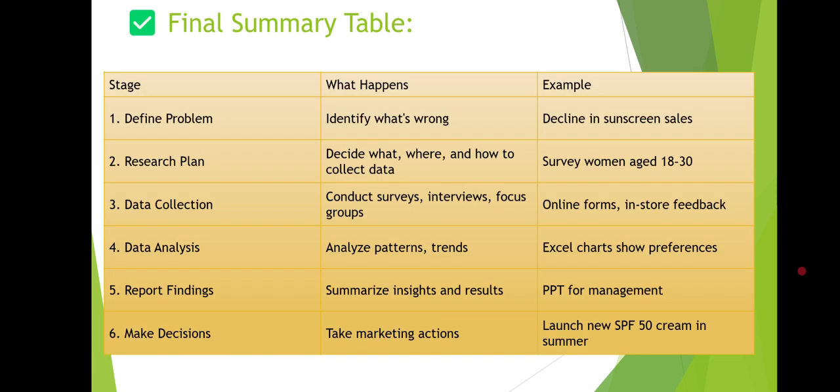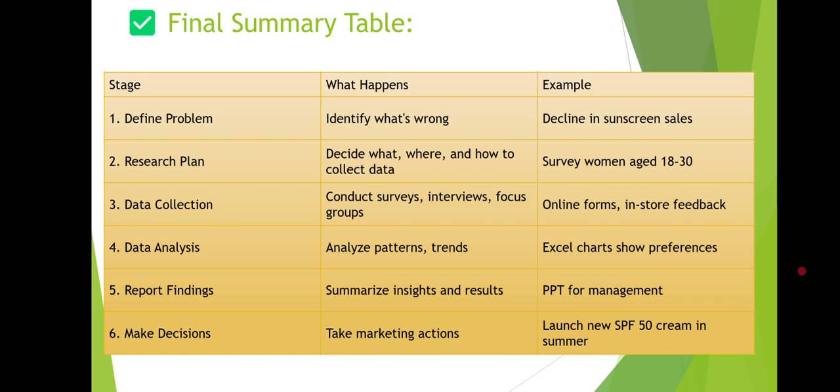So basically, this is the summary of all the previous topics. First, these are the stages. First stage, we have defining the problem. That means identifying what's wrong. For example, a decline in sunscreen sales. Second stage, we have the research plan. In this stage we have to decide what, where, and how to collect data. For example, survey women aged 18 to 30.